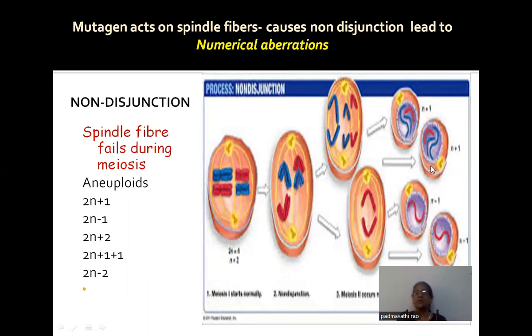So this gives abnormalities after fertilization. As a result, aneuploids are produced. Aneuploids means 2n plus 1 trisomics, nullisomics, monosomics, double monosomics, double trisomics, tetrasomics, like that different varieties of aneuploids are produced depending upon the severity of the spindle fiber failure. So the spindle fibers are very important. If spindle fiber formation fails, it leads to numerical aberrations.